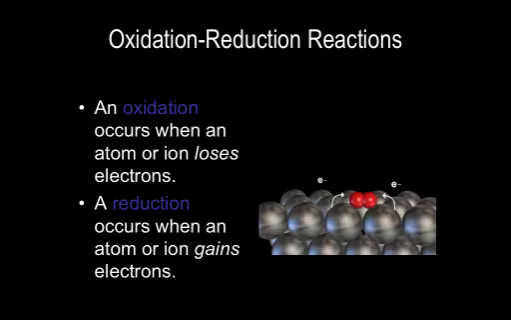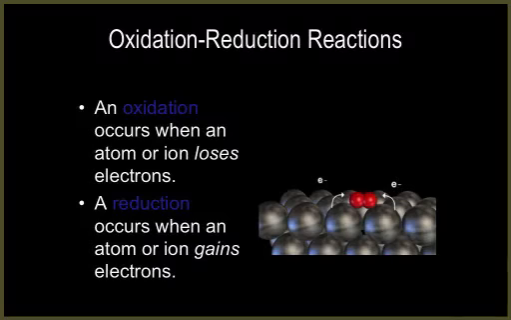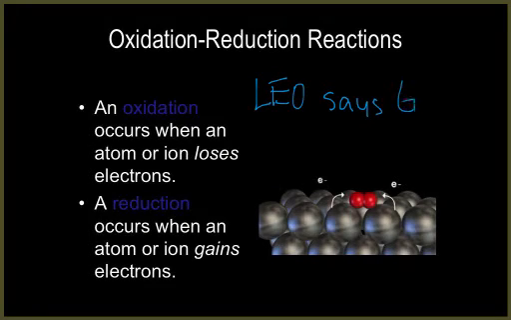When oxidation occurs, an atom or ion loses electrons. When reduction occurs, the atom or ion gains electrons. So a little bit counterintuitive. One thing you can use to remember is the phrase LEO says GER. So this will help us keep this situation straight. LEO stands for loss of electrons is oxidation, gain of electrons is reduction.